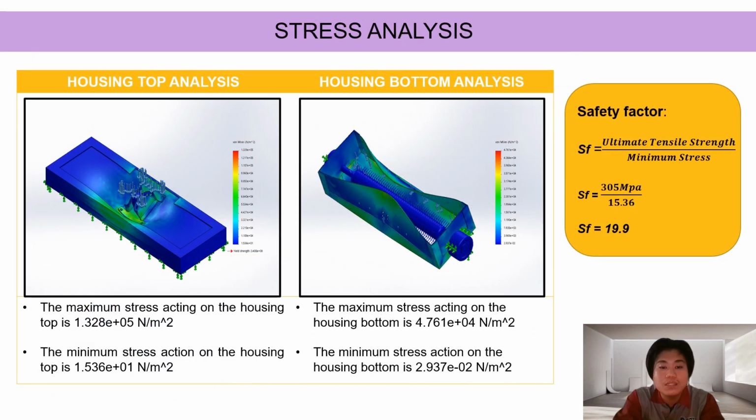The maximum stress acting on the housing top is 13.28 meganewton per meter square, and the minimum stress is 1.536 Newton per meter square, while the maximum stress acting on the housing bottom is 4.761 Newton per meter square, and the minimum stress is 0.2937. The safety factor is 19.9.